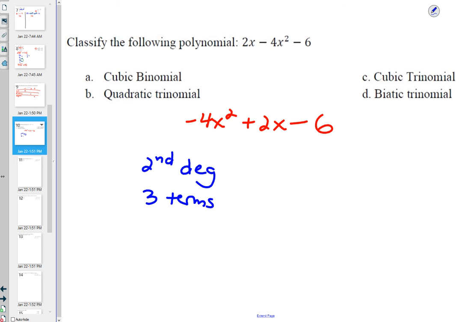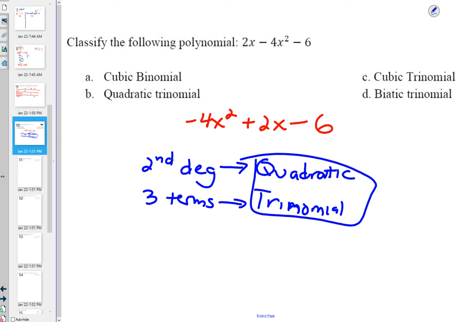Remember, you won't have your notes on the test, so you have to actually study this. What's the name we give to second degree polynomials? Quadratic. And then what's the name we give to three terms? Cubic is third degree, the biggest exponent of the three.